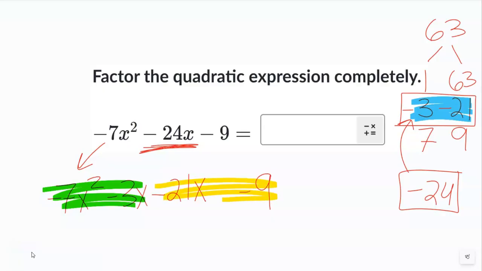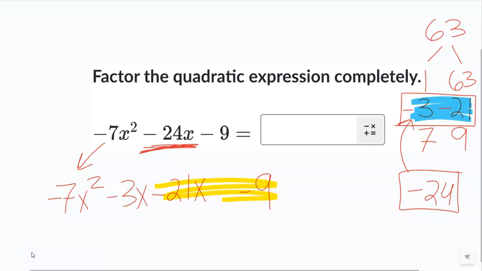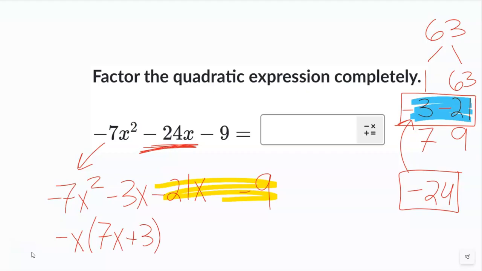Okay? So in negative 7x squared and minus 3x, what is the greatest common factor? Well, 7 and 3 are prime. I can't pull that out, but they're both negative. So we're going to pull a negative number out, and there's an x in both. What is left over? Negative x times what is negative 7x squared? That is a positive 7x. Negative x times what is negative 3x? That is a positive 3.